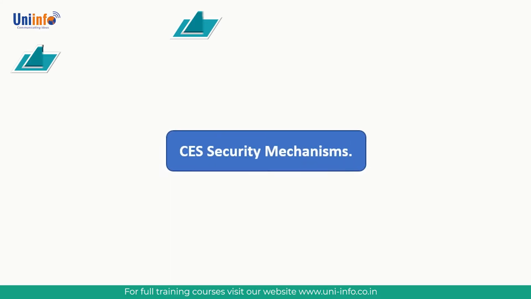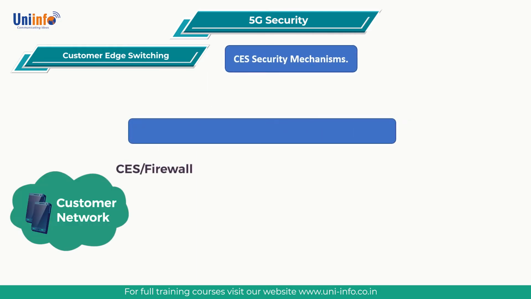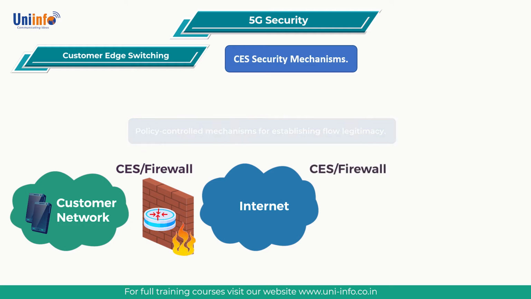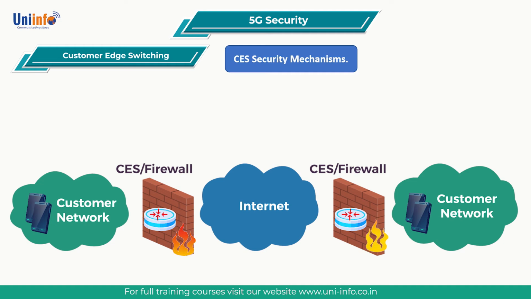Our next topic is CES Security Mechanisms. CES provides several policy control mechanisms for establishing flow legitimacy, such as negotiation of a variety of ID types, return routability checks, proof of work mechanisms, and the use of secure locators. The mechanisms enable CES to identify the sender and its network on a required level of assurance.